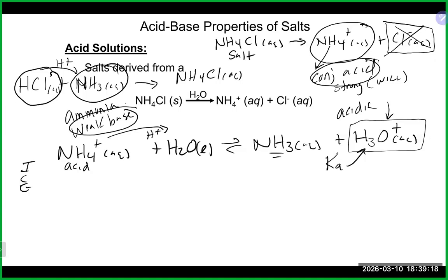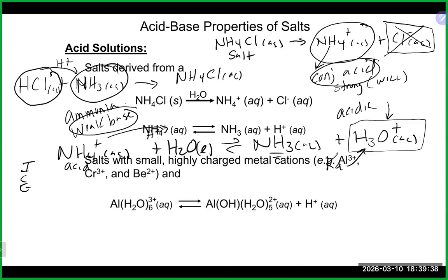Any questions on that? Now, there is another way that you can actually produce an acidic solution, and some metals, especially some transition metals that have a big positive charge, +2, +3s, can actually react with water and produce H plus or H3O plus in this particular case. Aluminum is an example of that. Chromium, beryllium, and some other transition metals can react with water to produce H3O plus.